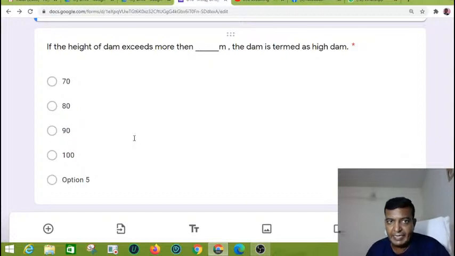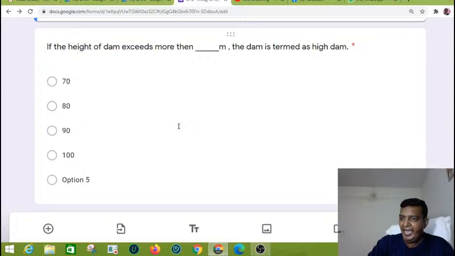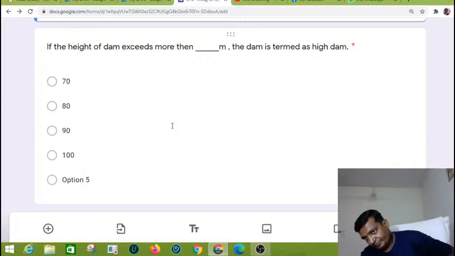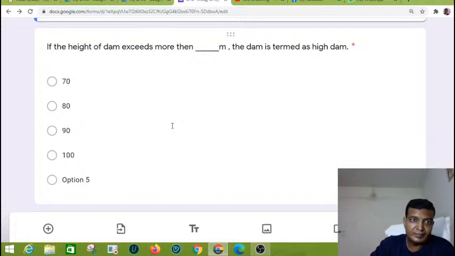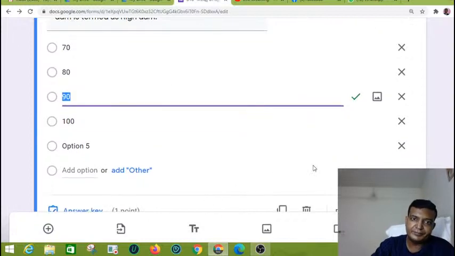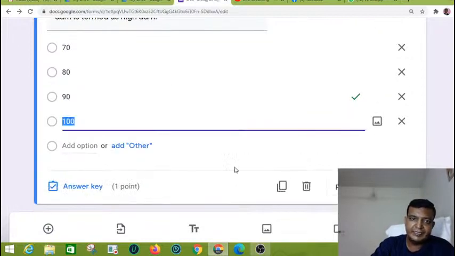If the height of the dam exceeds somewhat of meter, the dam is termed as high dam: 70, 80, 90, 100. Put up your answer. 90, yes, good. 90 is the right answer.